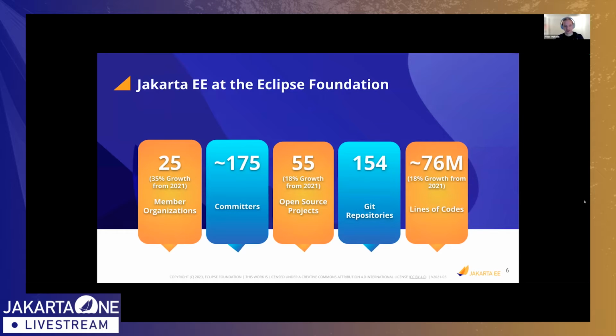Jakarta EE is pretty big, both in terms of lines of code, with 76 million lines of code, lots of projects, lots of member organizations and so on. So Jakarta EE is part of a big community, a big foundation, a big organization as well. As a developer, you can relax a bit more when you know that lots of big companies and many people are developing something, then chances are that it's going to be well maintained and not disappear anytime soon.